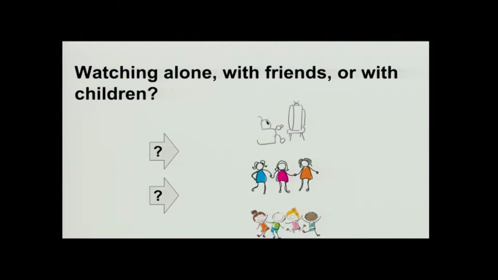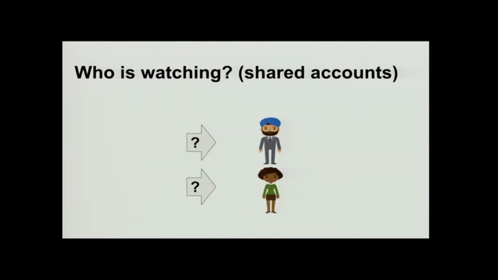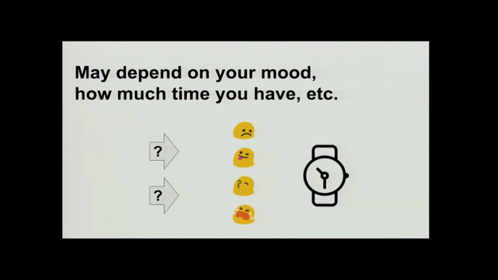For example, people might watch different things when they are with different people. So if we are not able to make accurate predictions on these, how can we make accurate predictions on their behavior? And what's worse, oftentimes we don't even know who's watching. At Netflix, people might share accounts. So if we don't know who's watching, what content should we show? And their behavior can even depend on so many different random things, for example, their mood states, how much time they have, etc.